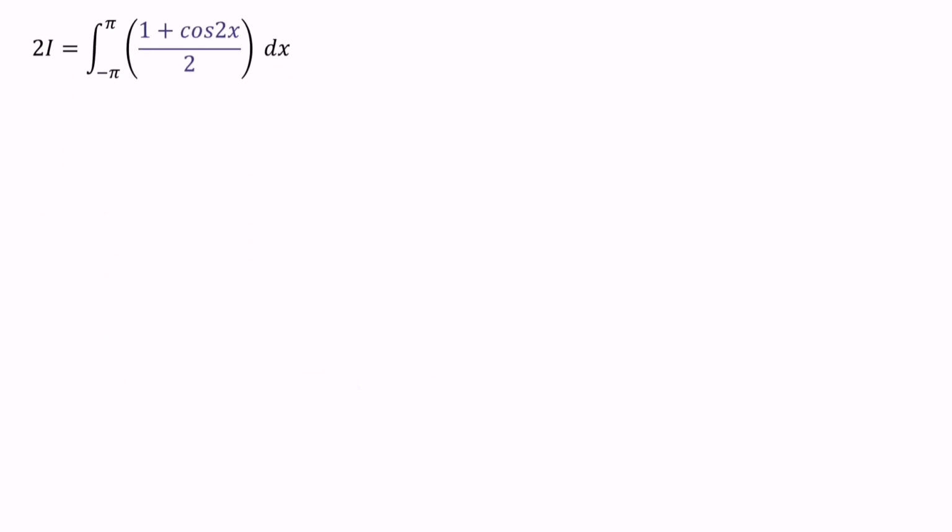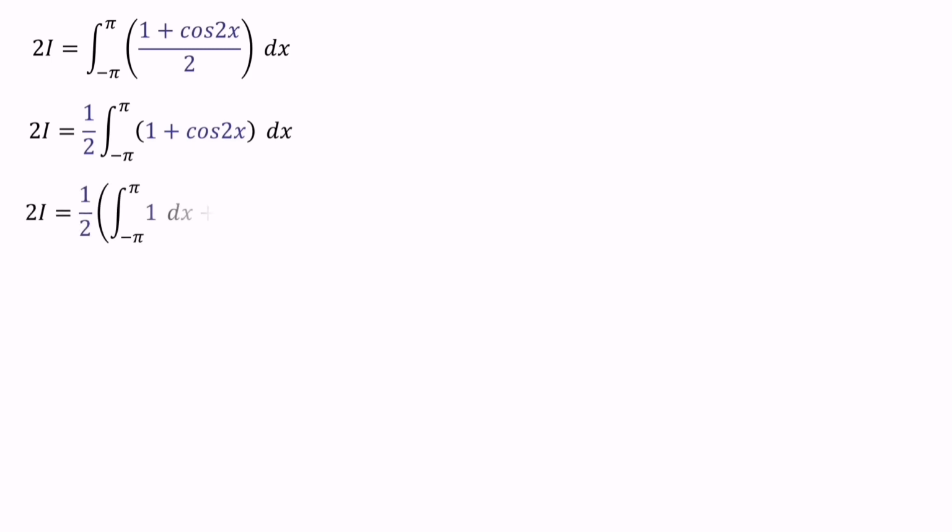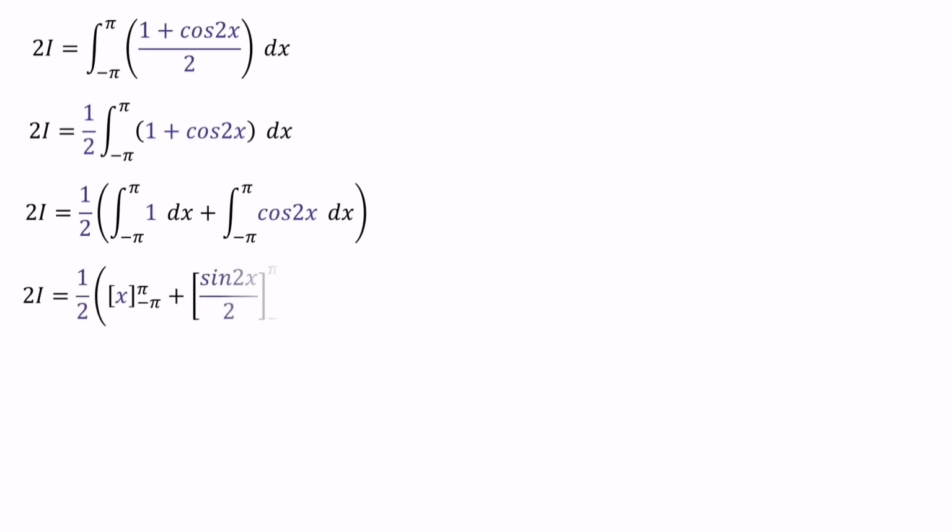In the denominator, 2 is a constant, so we can bring 1 over 2 outside of the integral. We can consider the integral sign separately: first the integral of 1, second the integral of cos 2x. The integral of 1 is equal to x, and the integral of cos 2x is equal to sin 2x over 2.